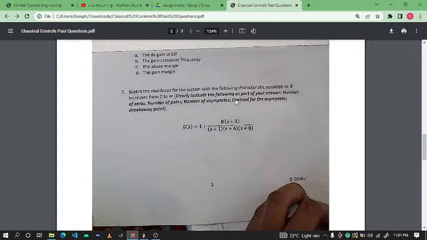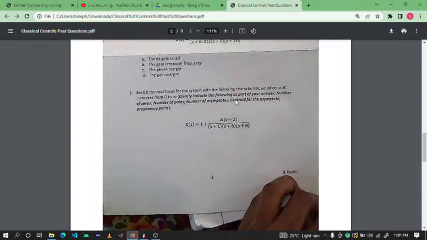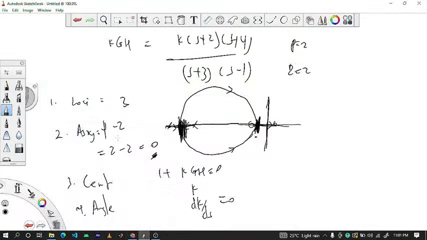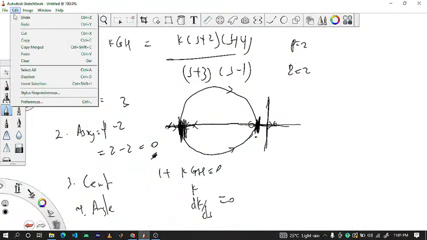So that's how you go about this question. There's one last part about the imaginary axis. From what we've done, you'll be able to do it. Let me just go to a new page and show you how.